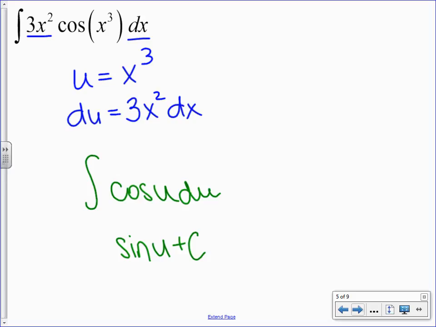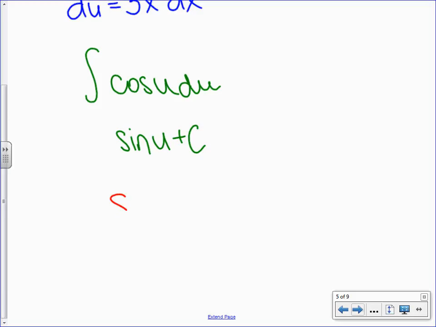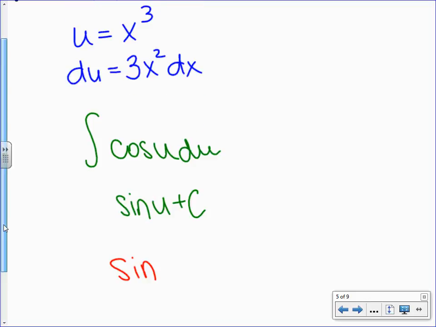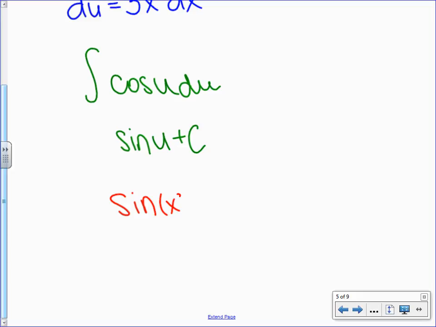Okay, is this how I want you to leave your answer? Replace the u. So it should be the sine of x cubed plus c. We took the antiderivative, so the du is gone.